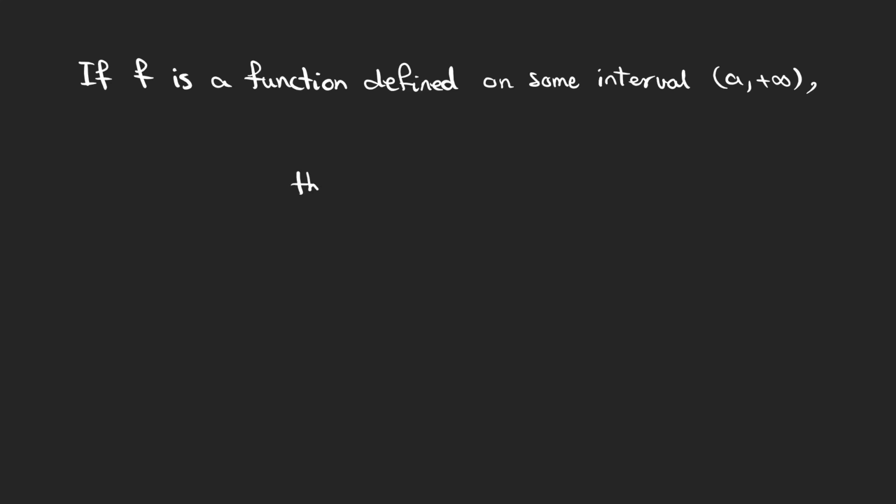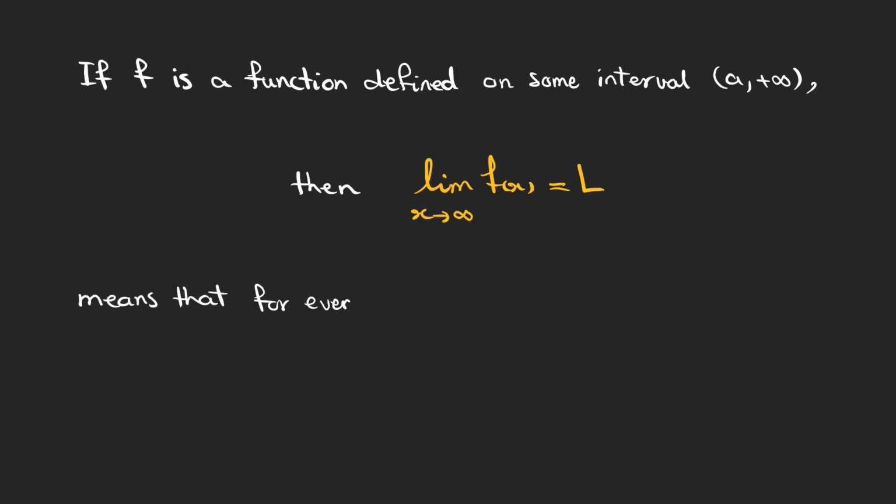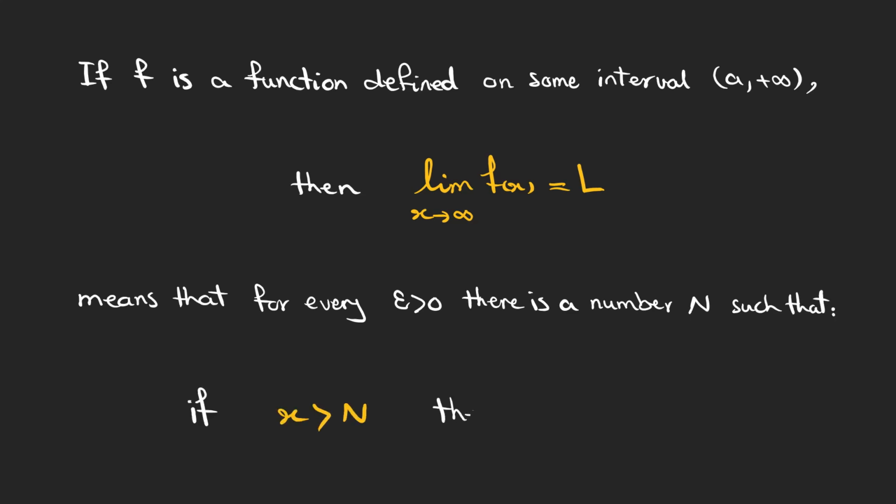Now for limits at infinity, if f is a function that is defined on this interval that goes to infinity, then this limit at infinity, which yields a constant L, means that for every arbitrarily small number epsilon, there is a number n such that if x is larger than our arbitrarily large number n, then the value of our function will be in the epsilon distance of L.